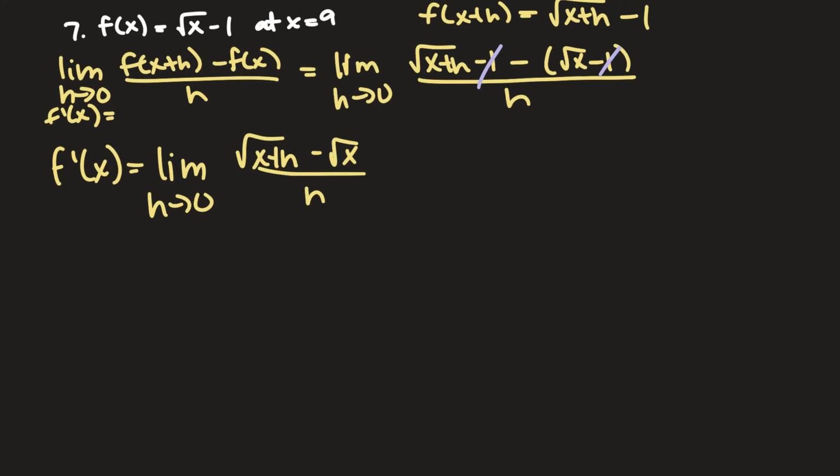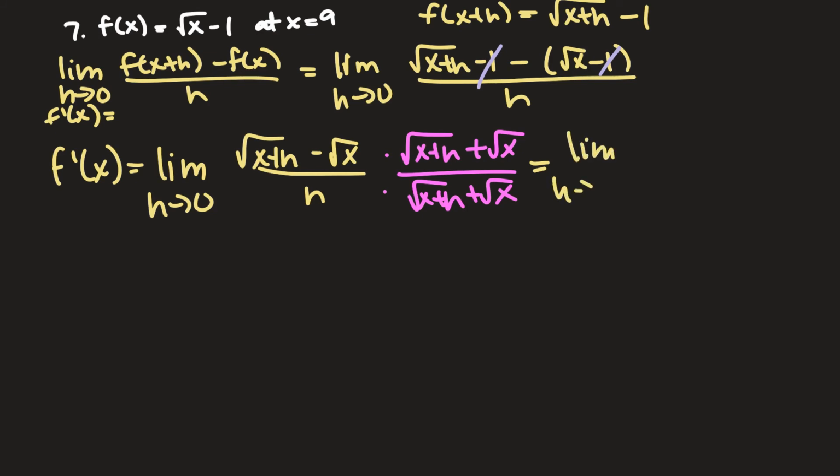So I cannot evaluate this limit as it sits. So remember, basically the only option you have at this point is to multiply by the conjugate. So I'm going to multiply top and bottom by the square root of x plus h plus the square root of x. Square root of x plus h plus the square root of x.